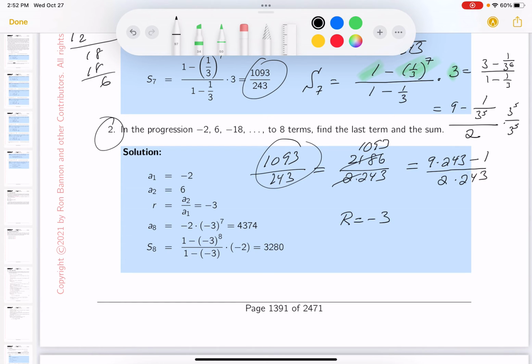Let me see if that's true. -2 times -3 is 6. 6 times -3 is -18. And they want me to go out 8 terms. I don't want to count the 8 terms out. I'm just going to write this down then. So I'll write it down.